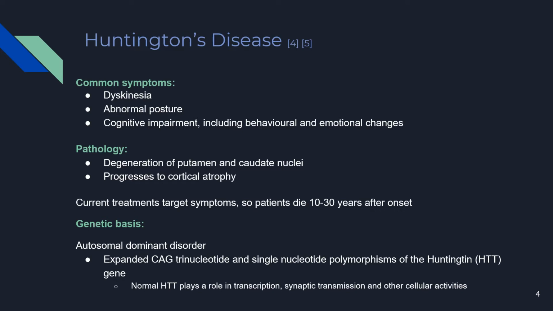Huntington's is an autosomal dominant disorder, so even heterozygotes with just one copy of the mutant gene will express the mutant protein. The mutations include an expanded glutamate trinucleotide and a few single nucleotide polymorphisms on the Huntington gene. The wild-type Huntington gene is important in transcription, synaptic transmission, and mitochondrial function, among other cellular functions, so the ideal treatment would stop the expression of the mutant gene and allow the expression of the normal gene.